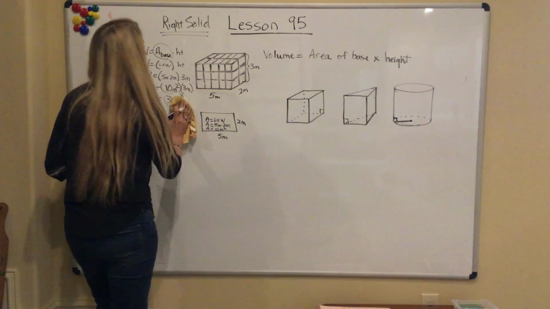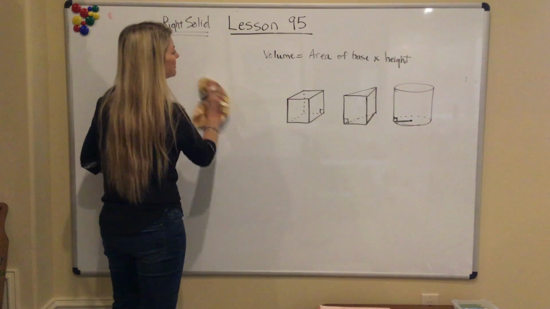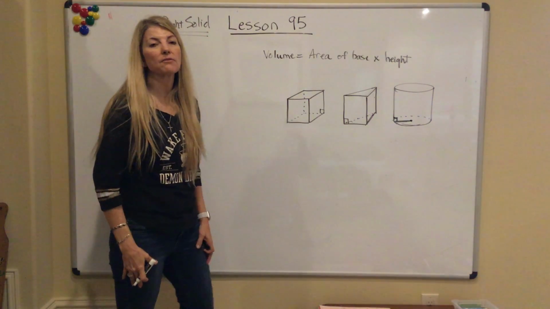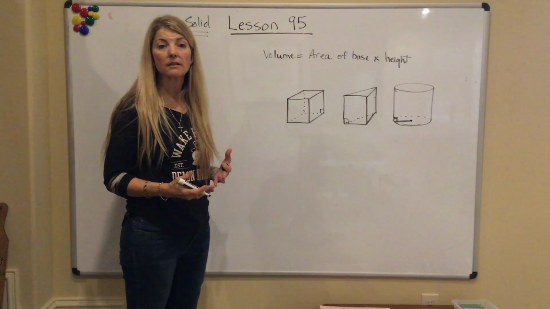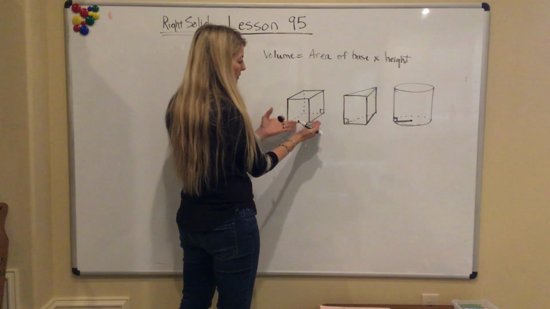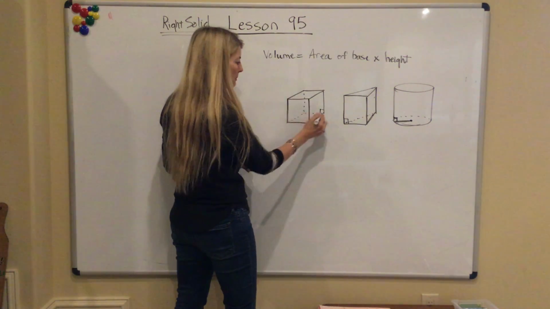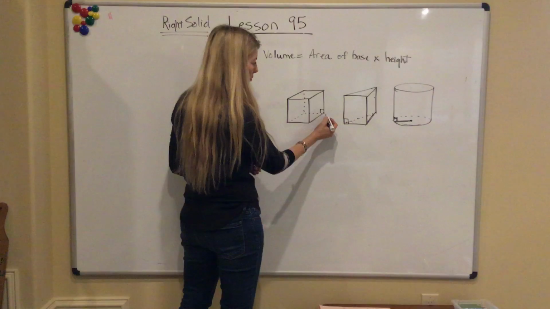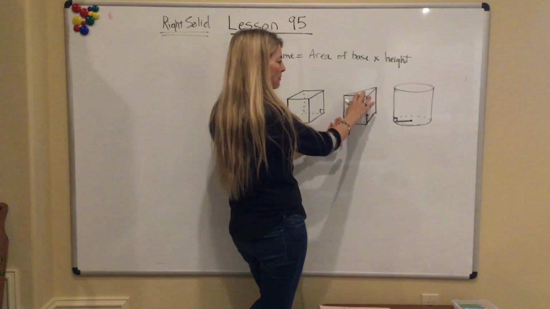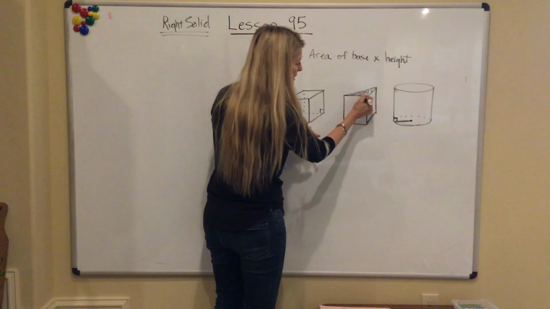Okay? Now, if we're looking at different figures, we can use this formula for any right solid. So this is one that we just did. This is the one where the base would be a rectangle or a square. Okay? So the volume would be the area of the base multiplied times the height. Now, if we have this type of a structure, what shape is this right here?